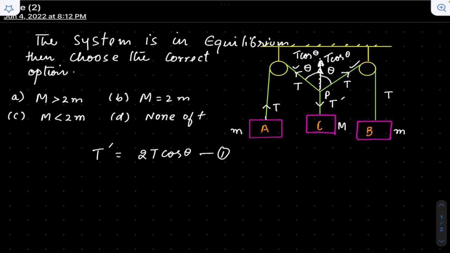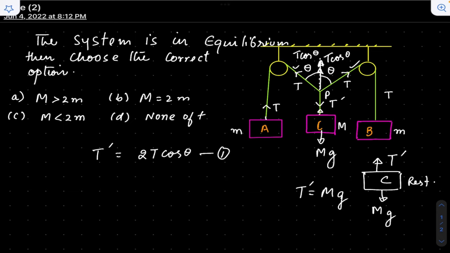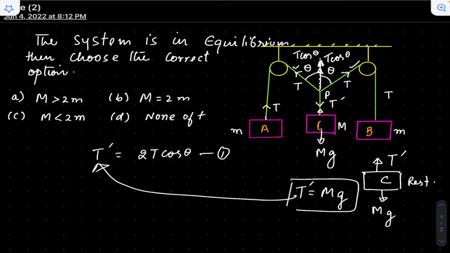This is our equation number 1, and here again we can write capital Mg. From block C, T dash is acting in the upward direction and capital Mg acting in the downward direction. The block C is at rest. It means that T dash is nothing but capital Mg. So it becomes capital Mg equals 2T cos theta. This is our equation number 2 now.